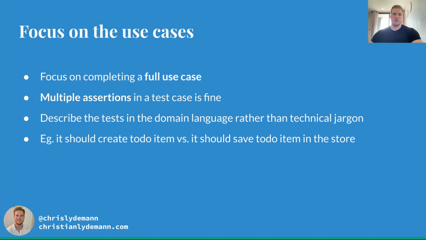And you should focus on the use cases. So the basic testing strategy is completing a full use case and not doing some partial stuff. And it's completely fine to do multiple assertions in a test case. You want to describe the test in a BDD domain language way, rather than white box technical jargon. For example, you would rather write "it should create to-do item" instead of "it should save to-do item in the store", because the store is internal technical jargon.